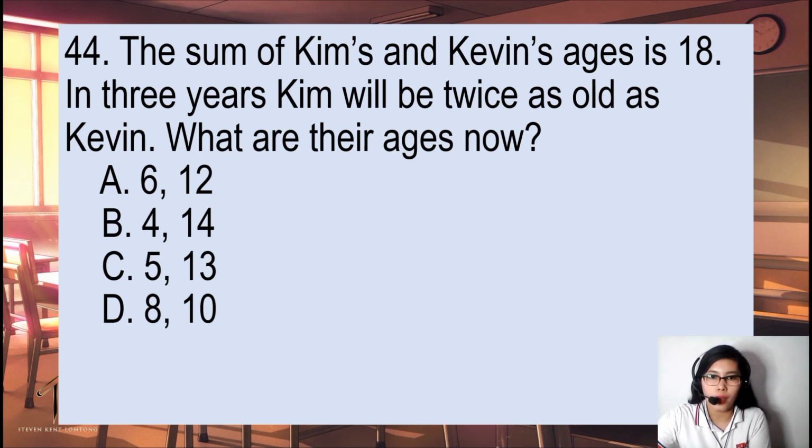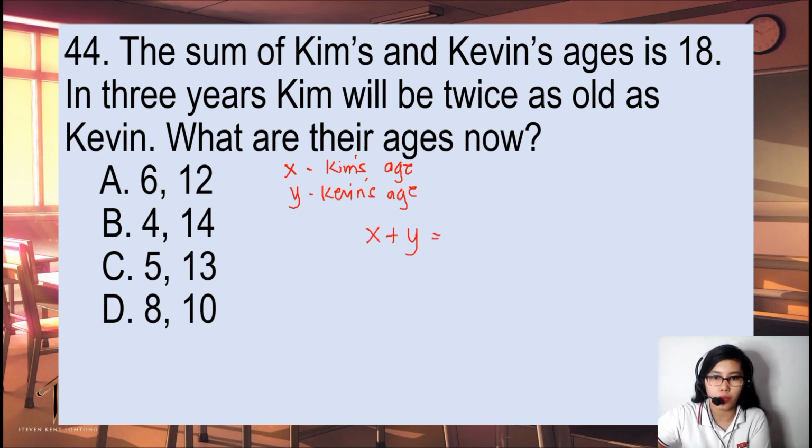So let us say, let's just write it as X and Y. X as Kim's age and Y as Kevin's age. Okay, so the sum now of Kim's and Kevin's ages is 18. So X plus Y is equal to 18.